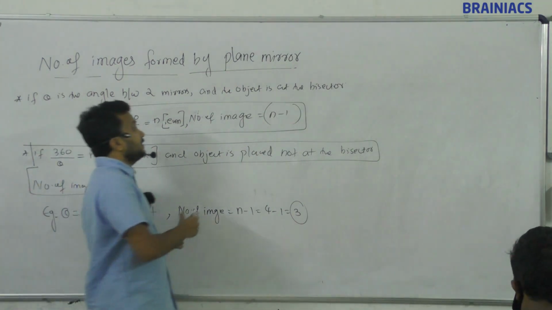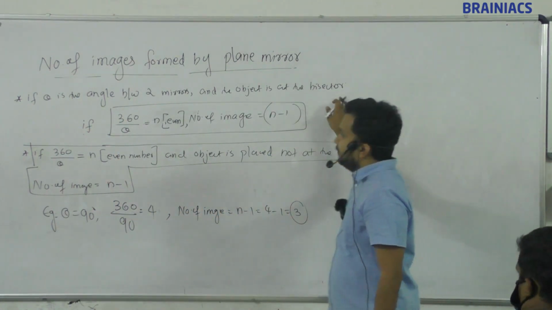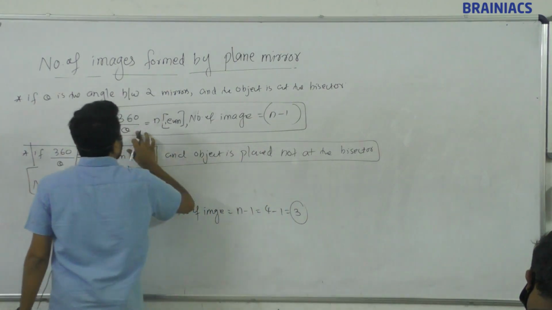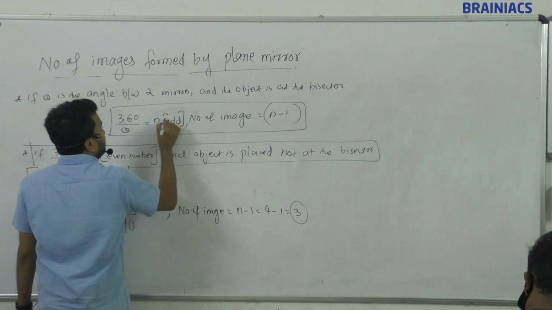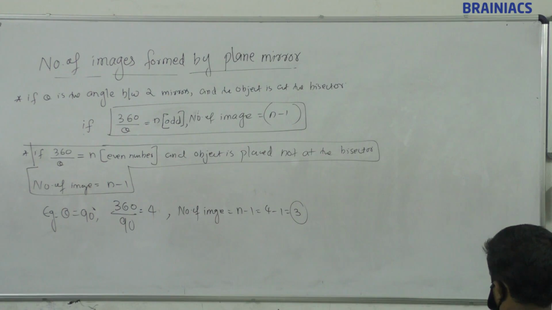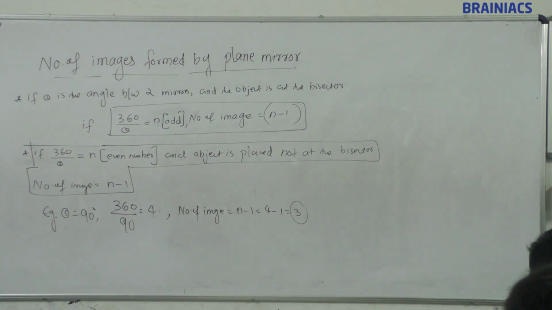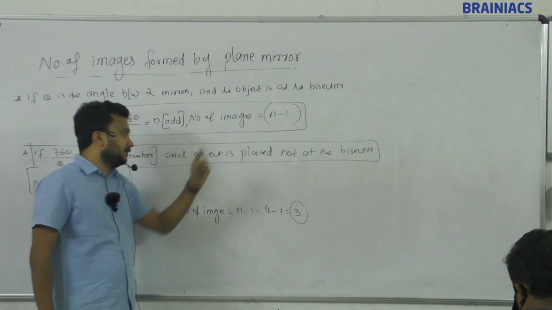Okay. Next, the third point. If theta is the angle between the two mirrors and the object is placed at the bisector, and 360 by theta is equal to n, where n is an odd number, then the number of images is equal to n minus 1.